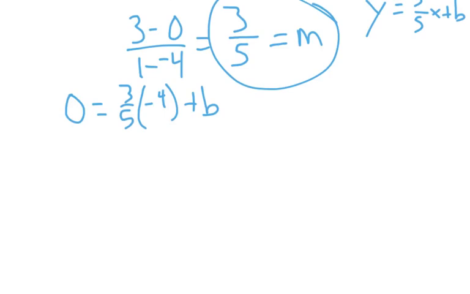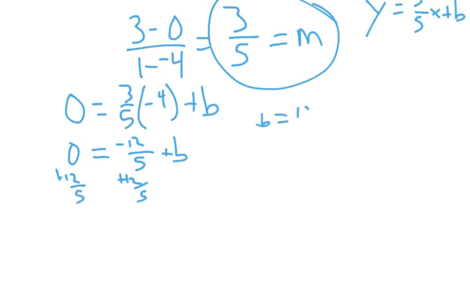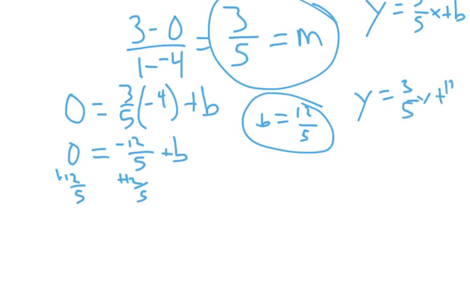So now I have to do some multiplication, and I'm going to end up getting 0 equals negative 12 over 5 plus b. That's totally fine. I'm going to continue to use fractions. I'll add 12/5 to both sides, and b equals 12 over 5. I have m, I have b, y equals 3/5 x plus 12 over 5. I box that, and I walk away.